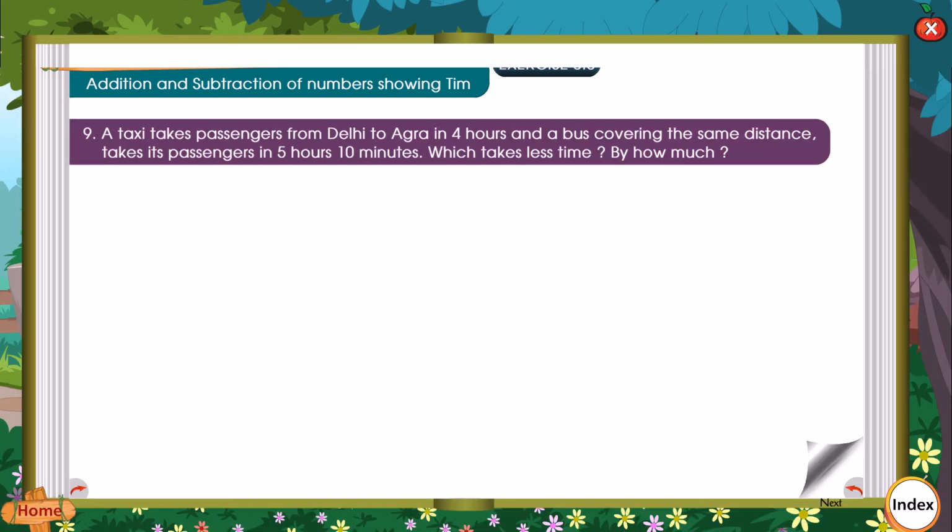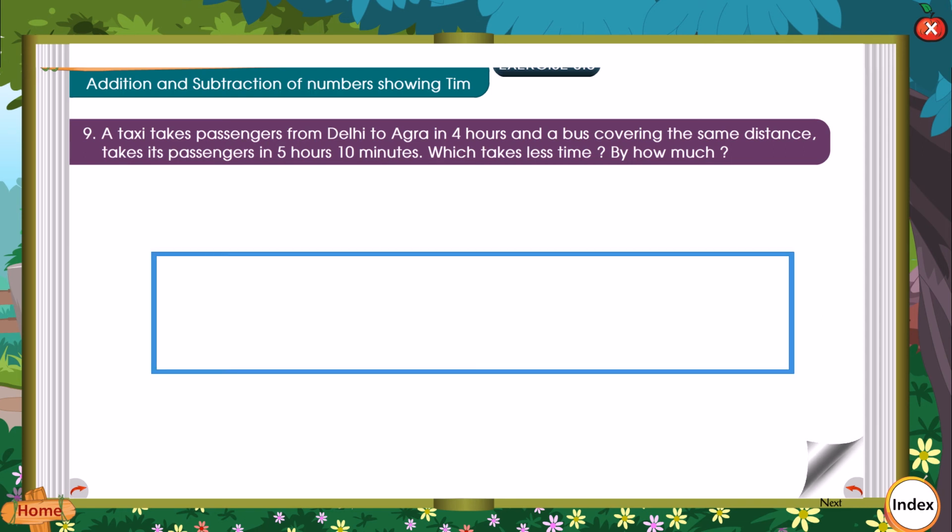9. A taxi takes passengers from Delhi to Agra in 4 hours and a bus covering the same distance takes its passengers 5 hours 10 minutes. Which takes less time? By how much?